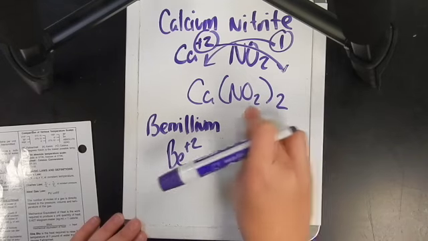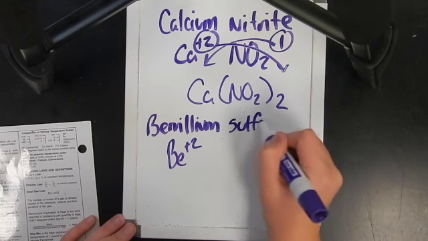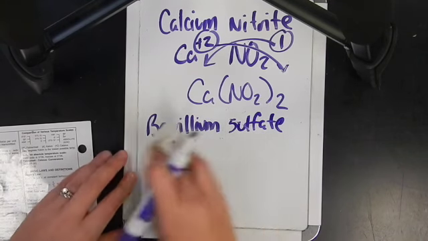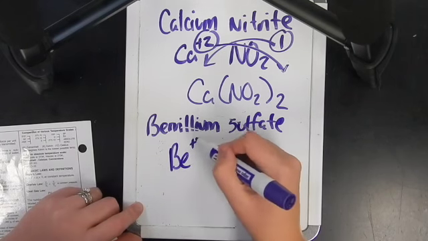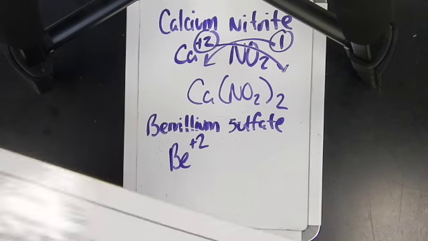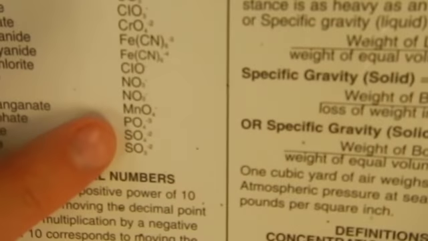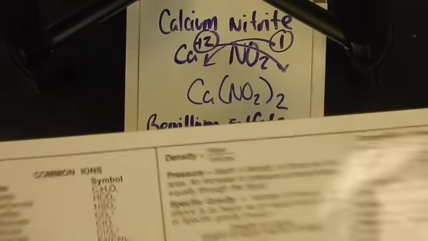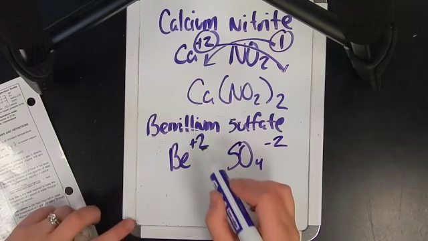Actually, peroxide's not on this specific list, so I'm going to change that to sulfate. So I'm going to do another example with beryllium sulfate. Be is a +2 charge. We know that by looking at the periodic table. Be is right there, +2. Sulfates, it does not end in IDE, so we know we need to look at the poly sheet. So look for sulfate, which is right here, second from the bottom. It is SO4 with a -2 charge. So we'll put SO4 with a -2 charge.